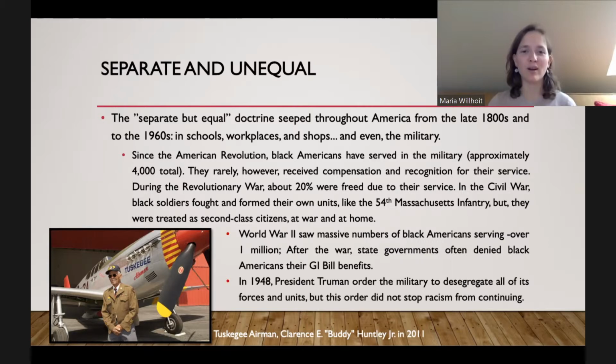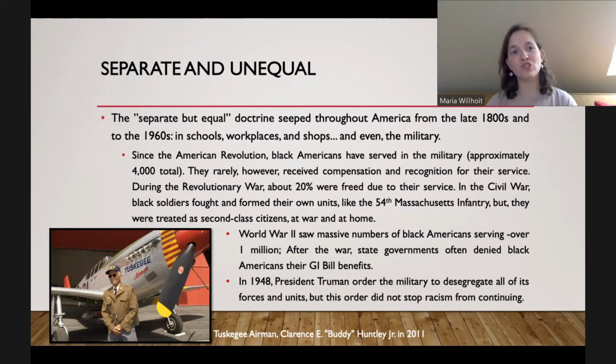It's again a dark side of our history, an ugly side of our history, but it's there. It's true. And during the Revolutionary War, a lot of Black Americans left their plantations. They tried to fight for America's freedom, but only 20% were freed. The rest had to go back to plantations. They fought during the Civil War. We had the 54th Massachusetts Infantry, which is all Black soldiers. They fought for American causes. They fought to continue to make America free. But again, they were second class citizens, both at war and at home.